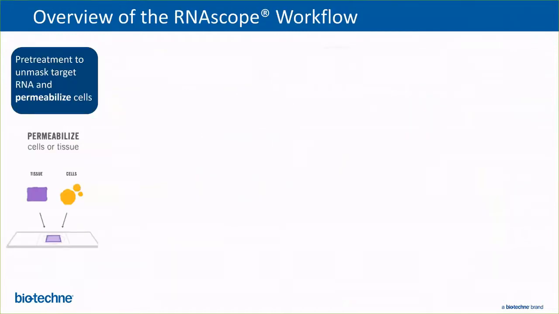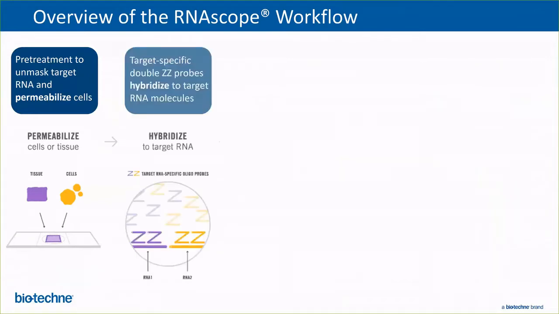Here is a brief overview of the RNAscope workflow. RNAscope assay is a slide-based assay and is intended for use on sample types similar to that used with IHC or IF. The assay starts with permeabilizing the sample with reagents provided in the pre-treatment kit. The pre-treatment allows unmasking of the target mRNAs, thus allowing the target probe to penetrate into the cell and hybridize the target RNA sequence.